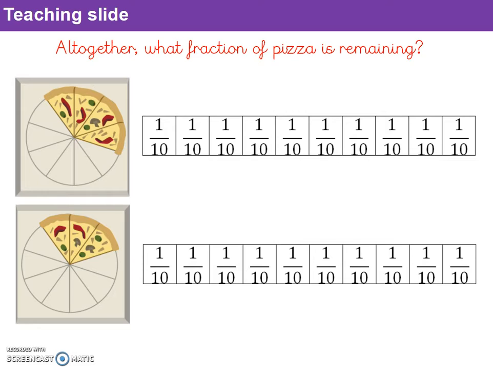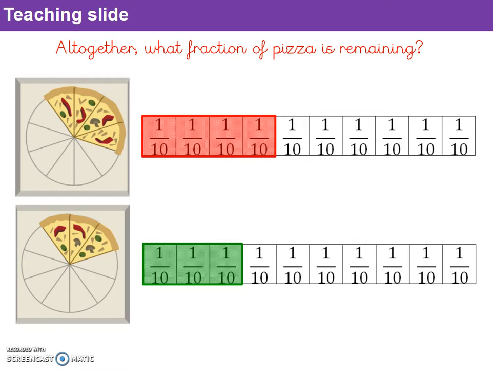And using our bar models, we can instantly see what fraction of these pizzas is remaining. So if we start with our first pizza, the one at the top, we can see that 4/10 of that pizza are remaining. If we look at the pizza at the bottom, we can find out that 3/10 of this pizza are remaining. So we can see that from these two pizzas, the pizza that Zach has, he's got 4/10 left, and the pizza that Isla has is 3/10.